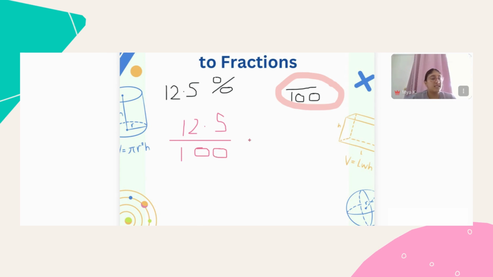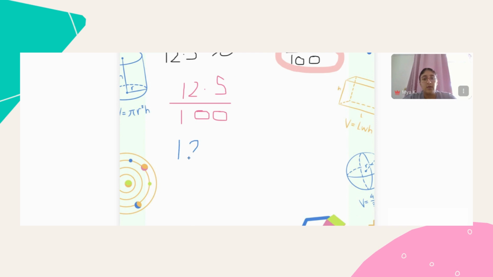But if we have a decimal as a numerator, it can be a little difficult to work with. So what we now want to do is sort of get rid of that 0.5. And we would do that by multiplying the numerator and the denominator by 10. And that would leave us with 125 over 1,000.